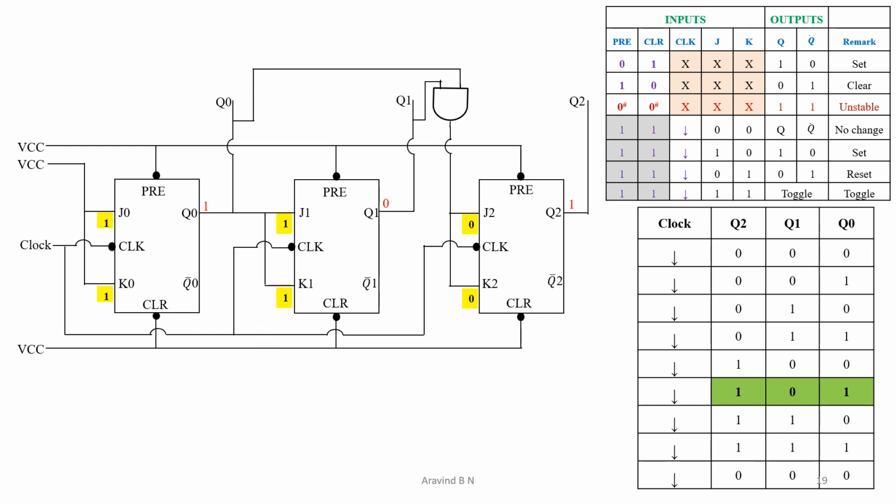Further, it is 1 1 0. You must keep observing J1 K1 and J2 K2. And then finally we are going to have the 1 1 1 value. At this instant all these inputs are going to be 1 at these points. Therefore by default when we apply the next clock pulse, all flip-flops will have the output 0 0 0, because all of them will be at the toggle state.